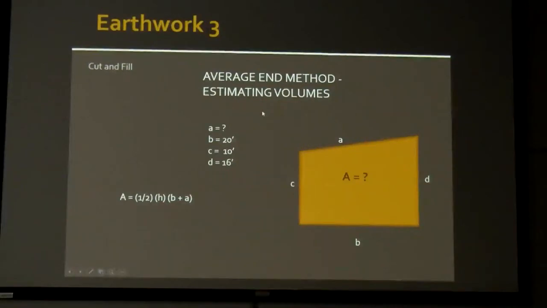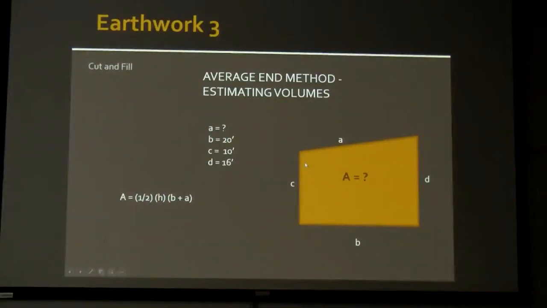The average end method of estimating volumes, in this particular case, we'd have to know what A is in order to use our calculations. In this one, we can look at it and say, well, we know that we have a rectangle here and a triangle. So if you can't remember a formula, you just break it into two parts, divide and conquer, and we can calculate this.